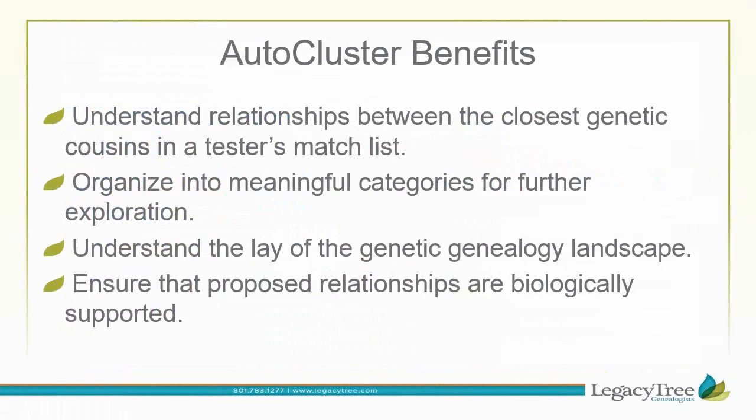And it can also help you to detect any situations where there might be a surprise, where you might have a case of misattributed parentage or unknown parentage or misattributed identity. Instances where the proposed genealogy differs from what we're observing biologically in the patterns of the DNA that you are sharing with your genetic cousins. So the AutoCluster has all of these benefits and can give us a really good first pass understanding and organization of your DNA match list.